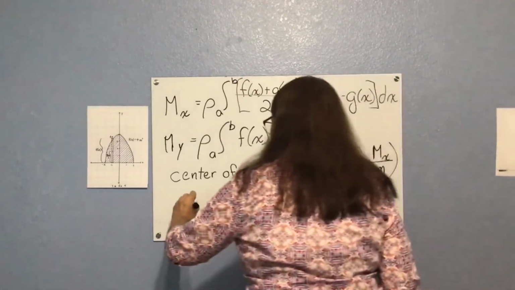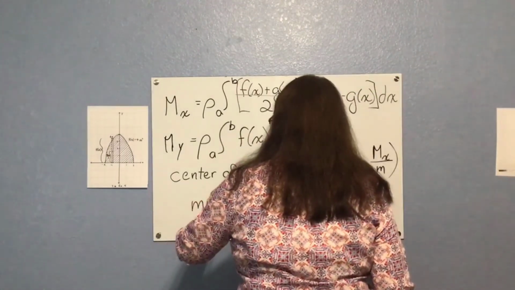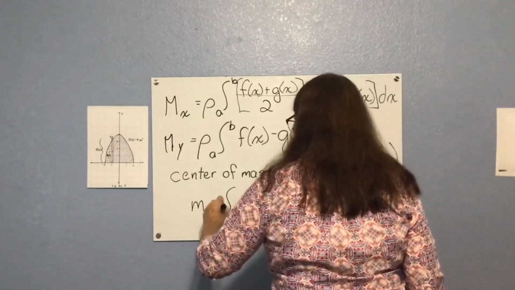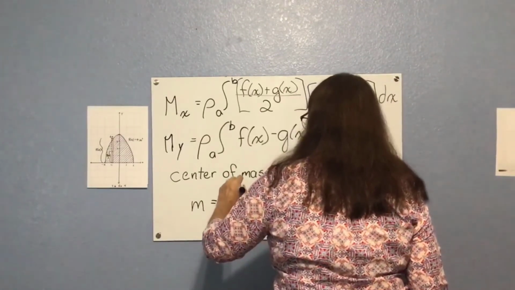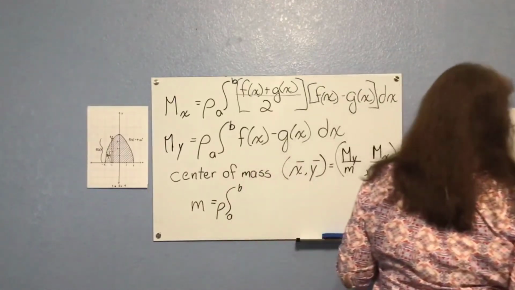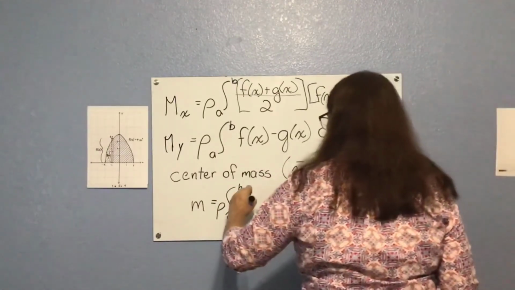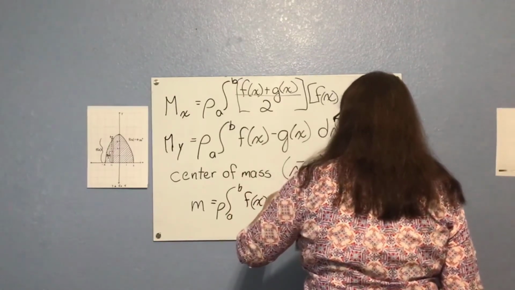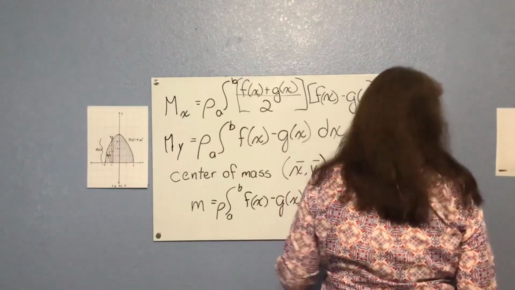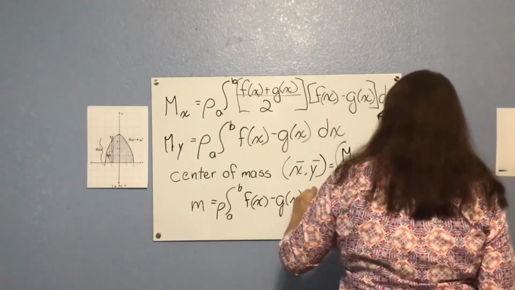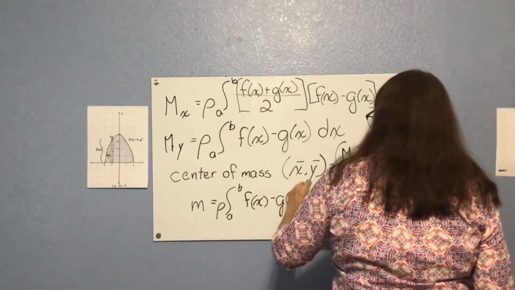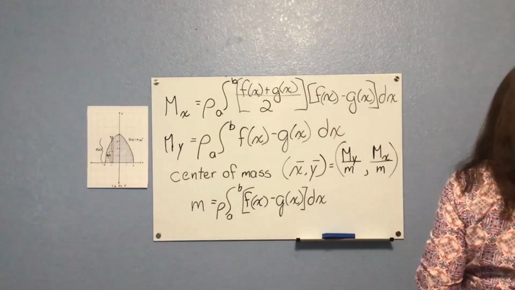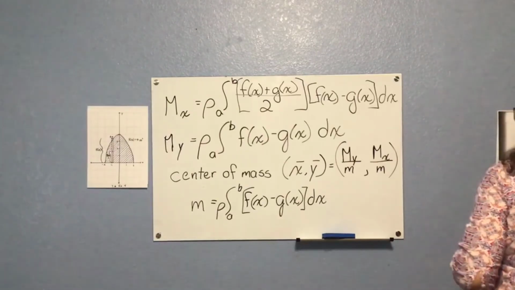And the total mass is described by this equation, rho times the integral from a to b of f of x minus g of x dx. Okay, so there's the equations we're going to need for this.